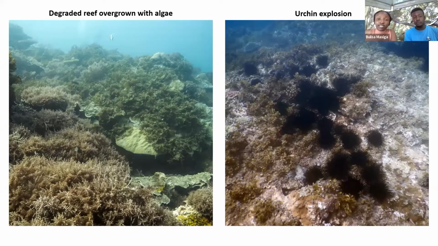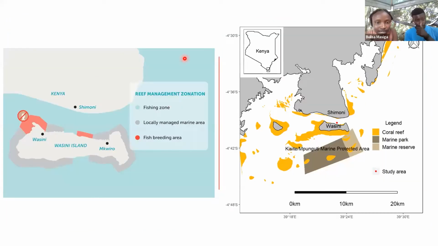So I'll show you the next slide that is showing our area. On this side, we're very fortunate. We are close to the Kisite Mpunguti Marine Protected Area. We are based in Shimoni. Across from us, we have the Wasini Channel over here, and this is our area. This is where we do the restoration, this red part here. We do this in collaboration with the Mkwiro BMU.